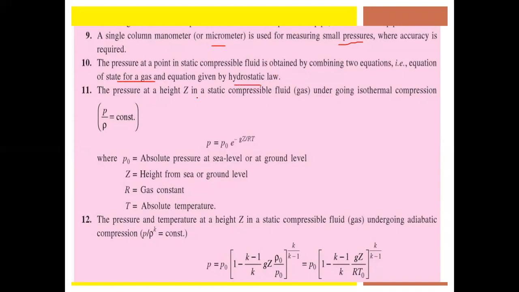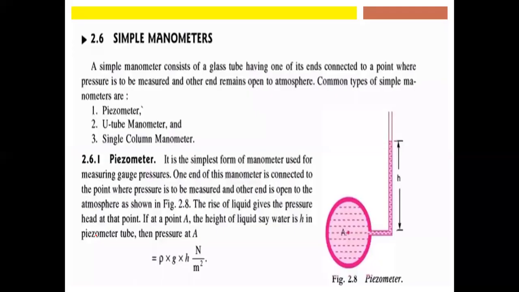The pressure at any height Z in a static compressible fluid under isothermal compression is P by rho is equal to constant, where P is the absolute pressure, Z is the height from sea level, R is the gas constant, T is the temperature. Okay, now next, the pressure and temperature at a height Z in a static compressible fluid undergoing adiabatic compression. I think this is not there in the syllabus. You can omit it.